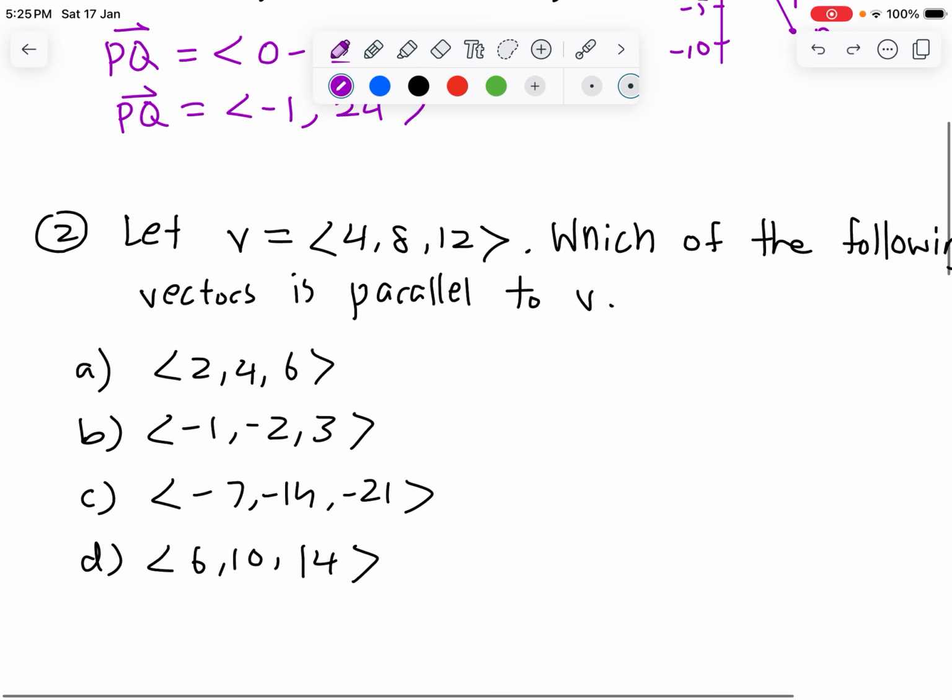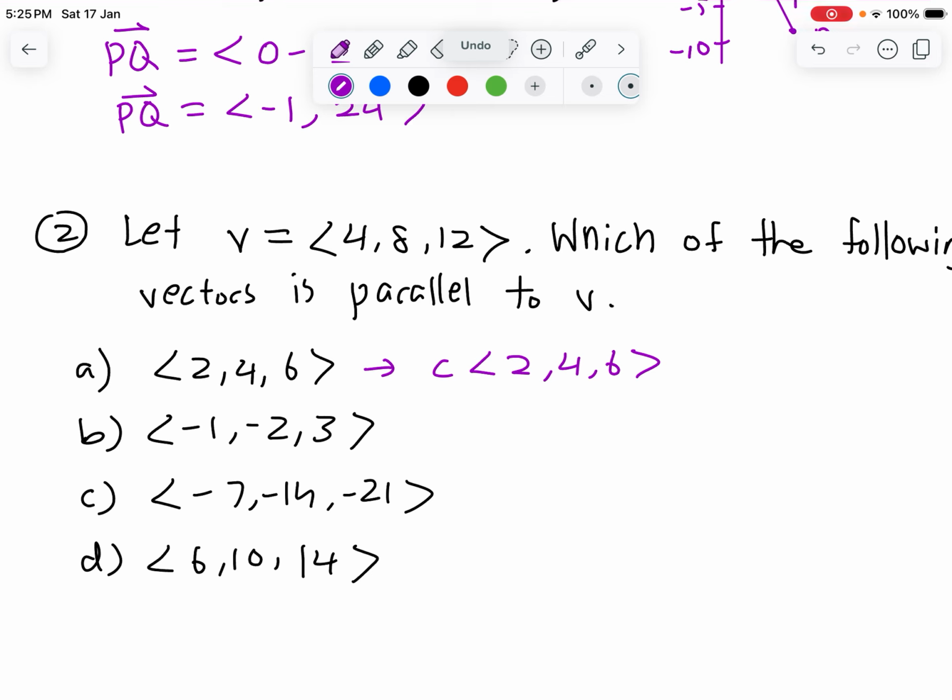So let's try for the first one. So basically we want something in front, I call it C just as any variable, equal to 4, 8, and 12. And in this case, let's see what number goes into 2. What number times 2 gets 4? And if that same number times 4 also gets 8, and if that same number times 6 will get 12, right? Let's see what number. Let's try 2, for example.